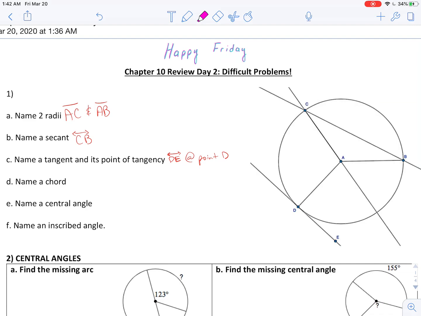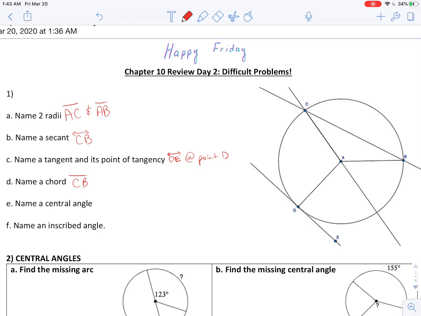Now we're going to name a chord. Again, we're looking for something that touches the edge of the circle twice, endpoints on the edge of the circle, but is a segment. So again, this is where it gets very important to use those correct symbols. So if I'm going to name a chord, CB, as opposed to a secant, here's a secant. It's got that line above it, whereas a chord is just a segment. So that's why we're very careful about that.